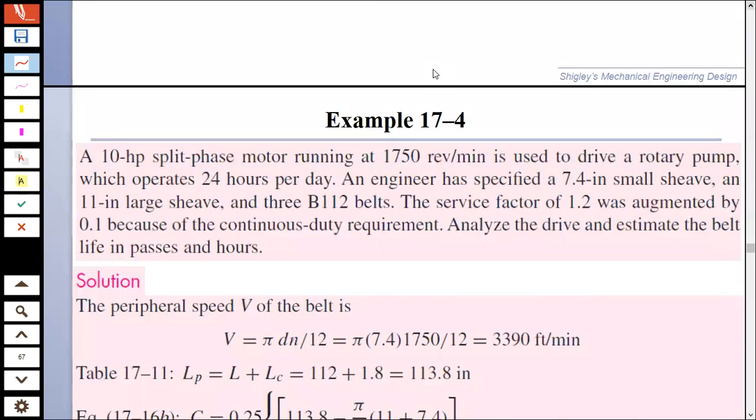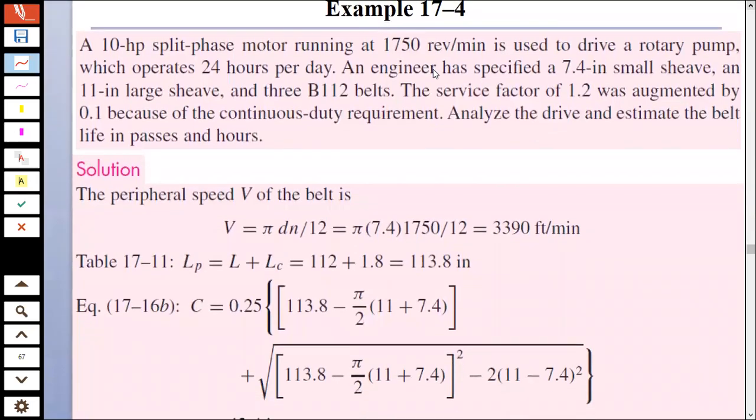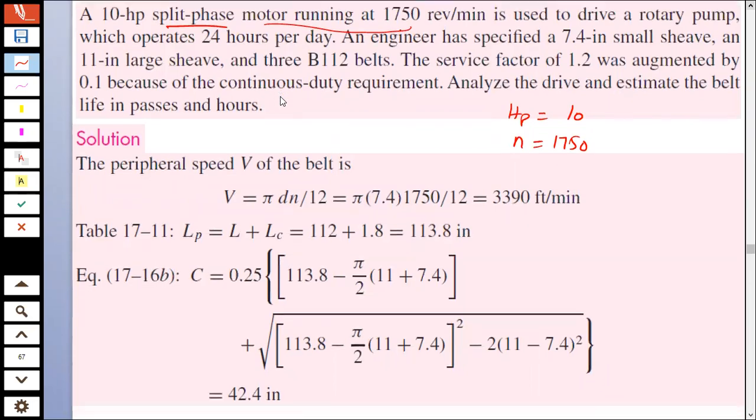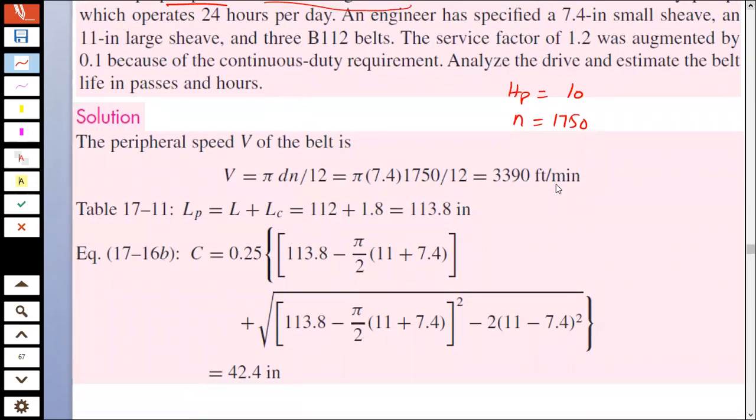Acha ji, again, let's have a look at this problem. It says that a 10 horsepower split phase motor running at 1750. So देखिए, horsepower is given to you, that is 10. The N is given to you, which is 1750 revolutions, to drive a rotary pump, and that operates 24 hours a day. ठीक है जी. So this means that it's a tight situation over there.